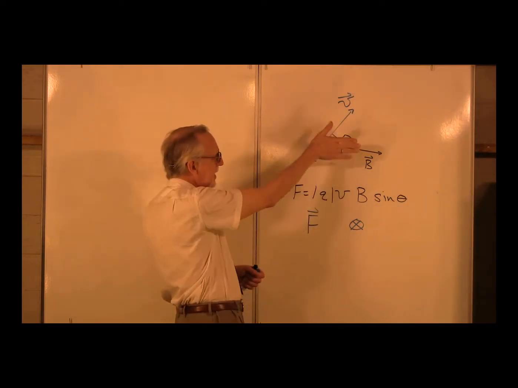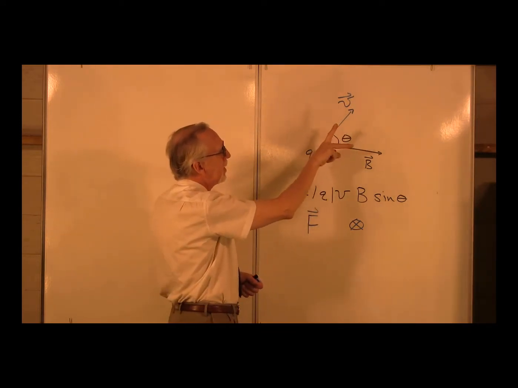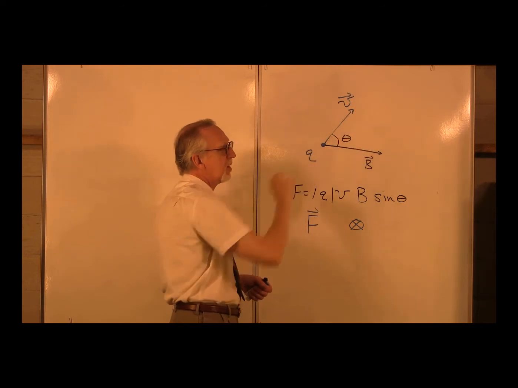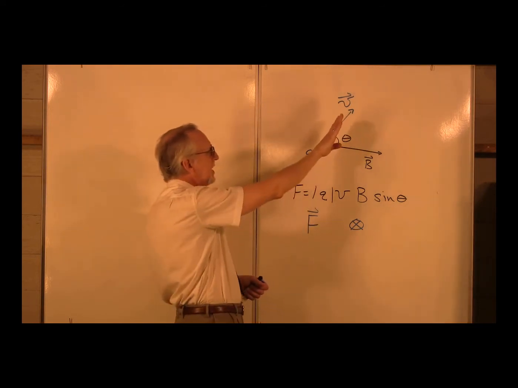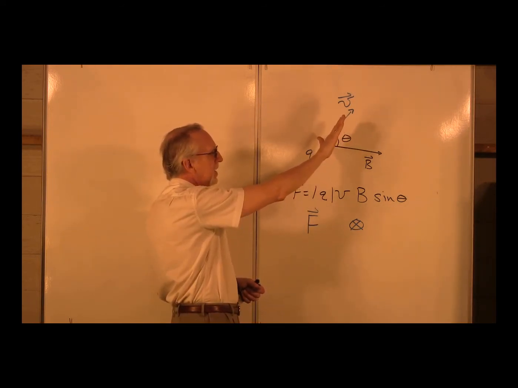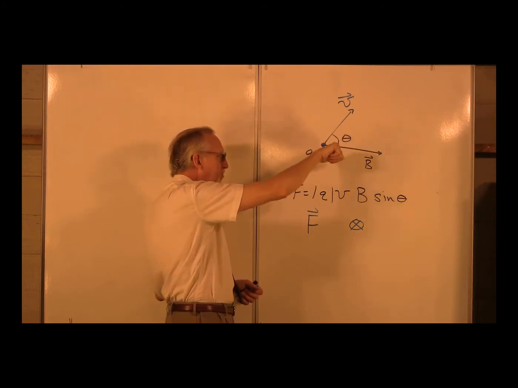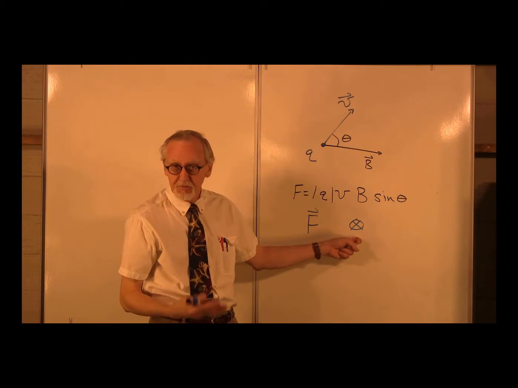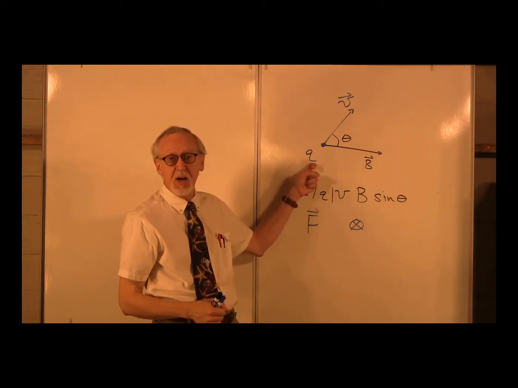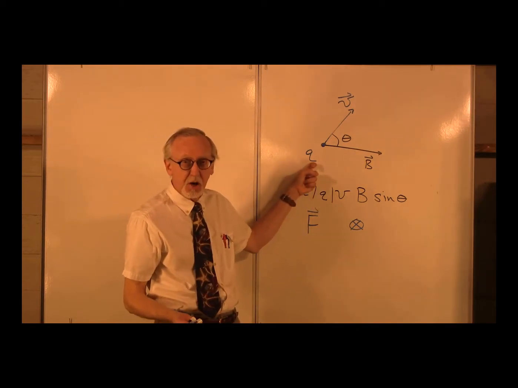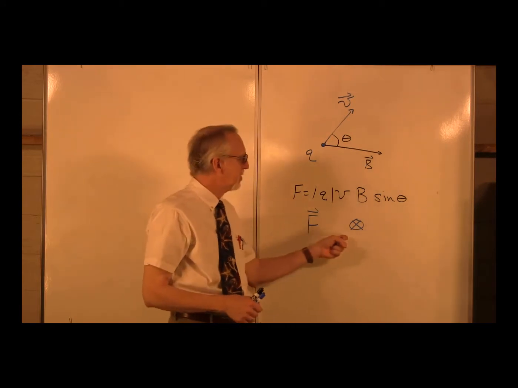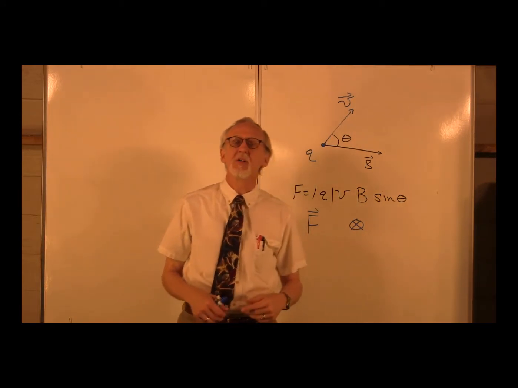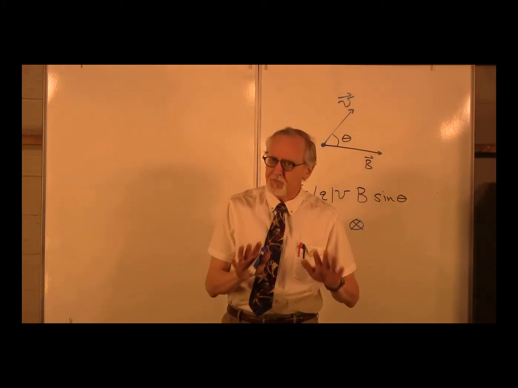So V, B, F, or V, B, rotate my fingers from V to B, my thumb points into the board. That is the direction if we have what? A positive charge. For a negative charge, we would have to reverse those, and we would get a force out of the board. Okay, very, very good.